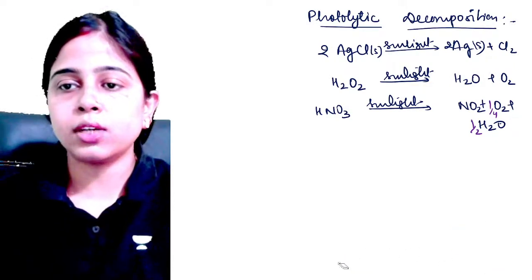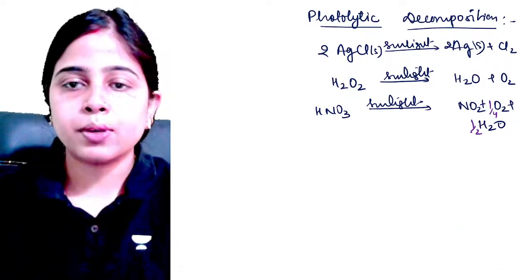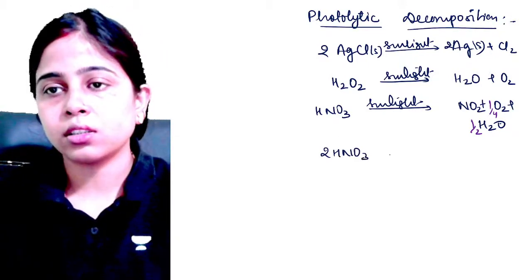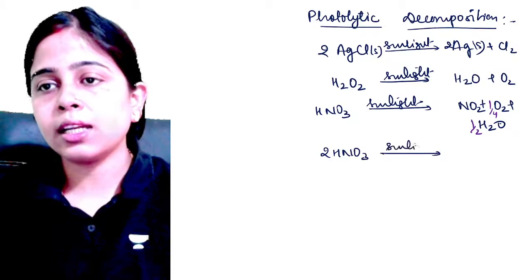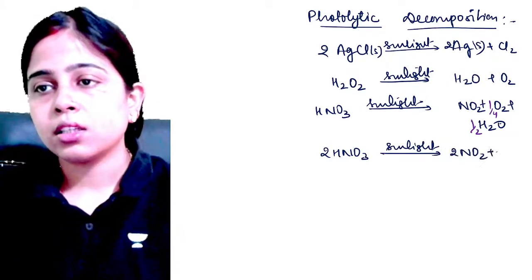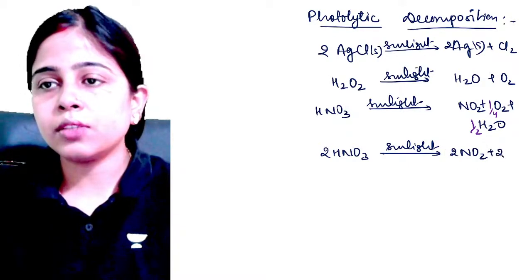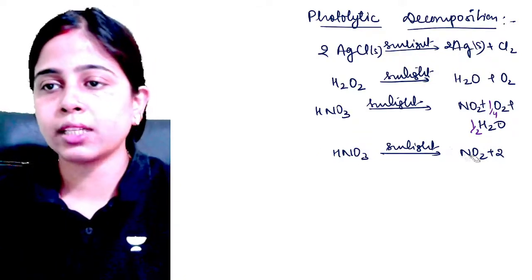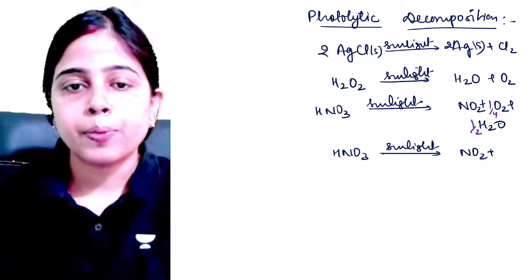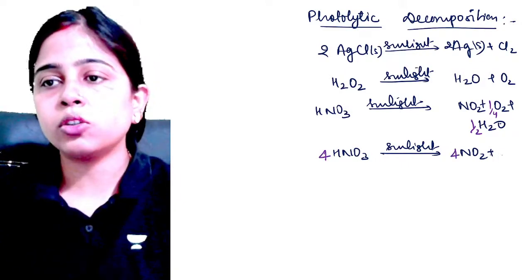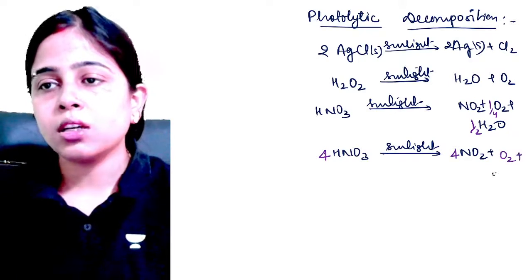So here you have, let's multiply the entire equation by 2. So 2HNO3 in the presence of sunlight gives 2NO2 plus, here if you multiply it by 4, sorry, we have to multiply it by 4 and not 2. LCM we are taking out, not HCF. Very sorry. So if you multiply it by 4, you will have 4HNO3, 4NO2, O2 plus 2H2O.